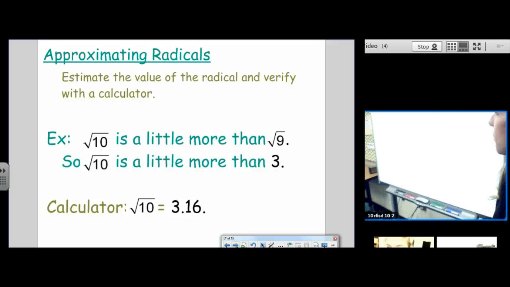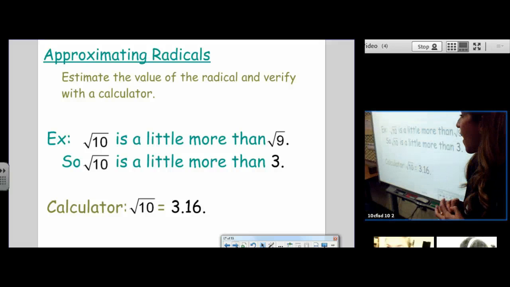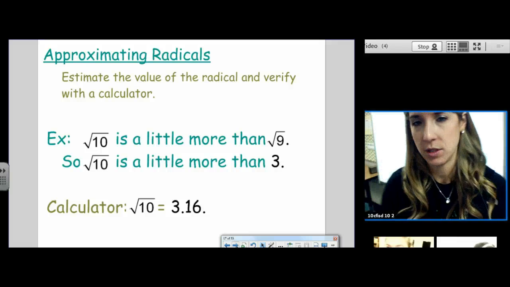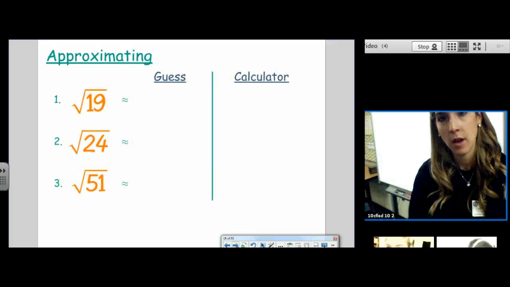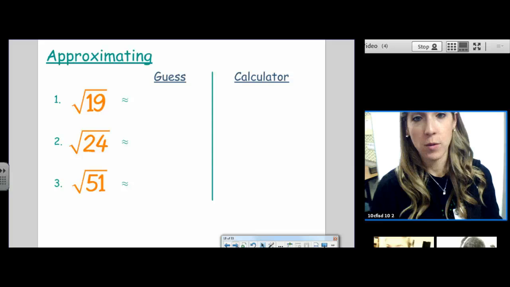So the way that you can approximate a radical is to find out what perfect square it's close to. Let me give you an example. Okay, the square root of 19. What perfect squares are around that? Which one's a little bit less than the square root of 19? Good.